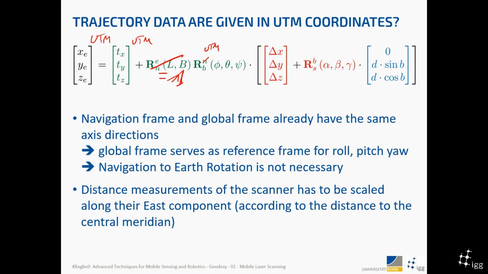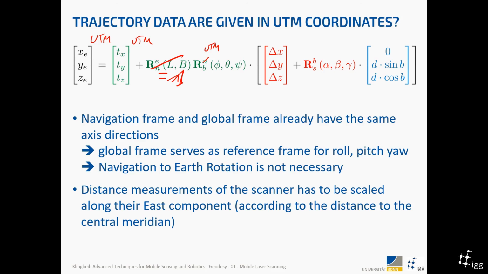So that means it's written here, global frame serves as a reference frame for roll, pitch, yaw, and then the navigation to Earth rotation is not necessary because we are here already in the Earth frame with these rotational parameters.